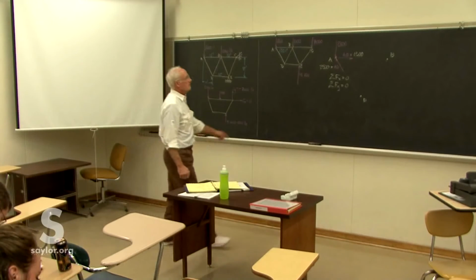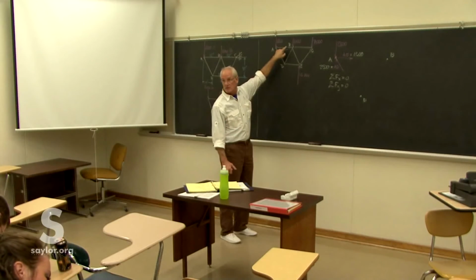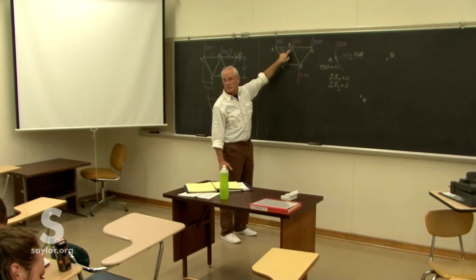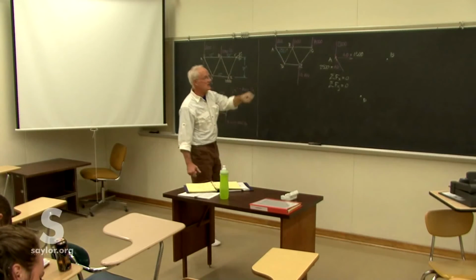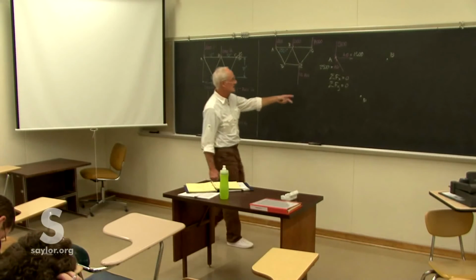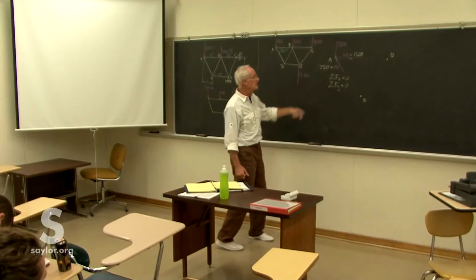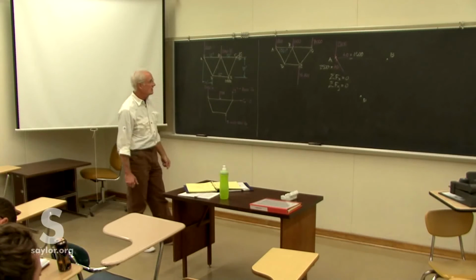So B now has three unknowns. We know one of the members, we don't know the other three. So there's no sense us going to B. We just can't solve it. We only have two equations. That's all we've got for these joints problems, is these two equations. So we can't do more than two unknowns.